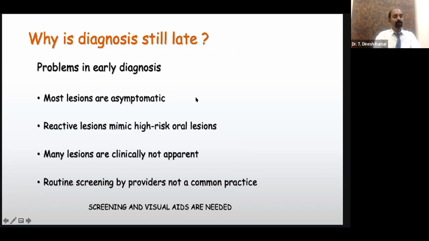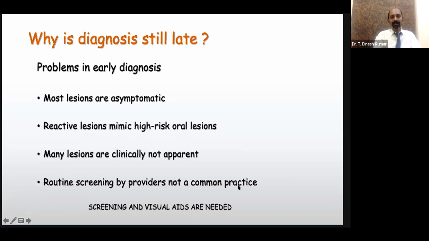Because most lesions are asymptomatic, there are very many reactive lesions which can mimic oral squamous cell carcinomas, and many lesions are clinically not apparent. And the most important thing, routine screening by care providers is not a common practice.